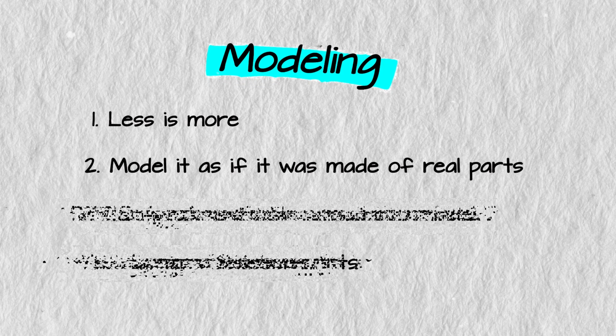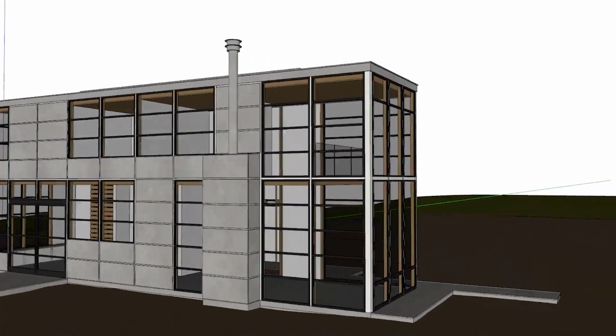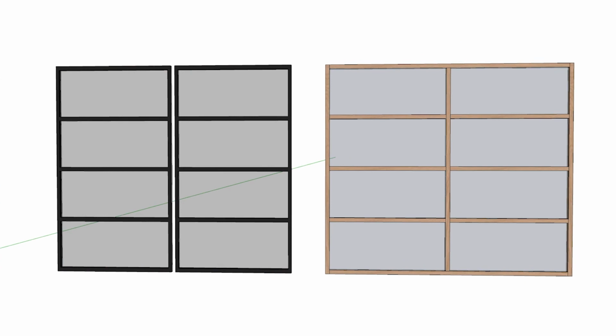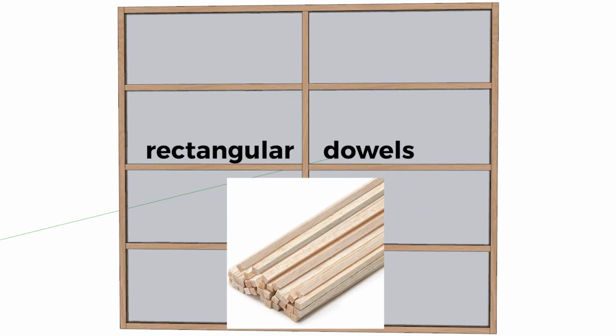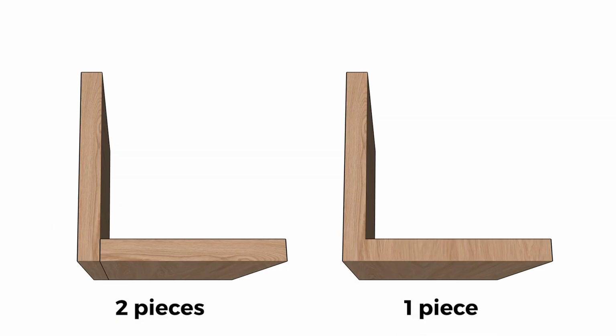Which takes me to the second tip. Model it as if it was made of real parts. For example, if this was a real physical model, my glass windows would be made of a piece of clear plastic and thin rectangular dowels. Also, since a physical model is made of multiple pieces, the corners and joints need to look like this instead of this.